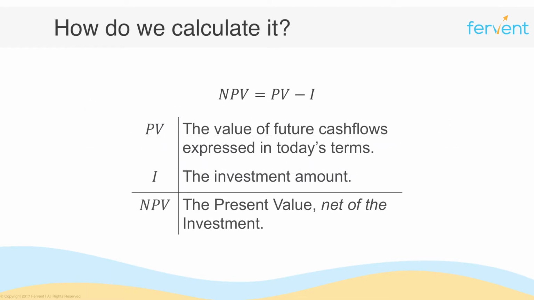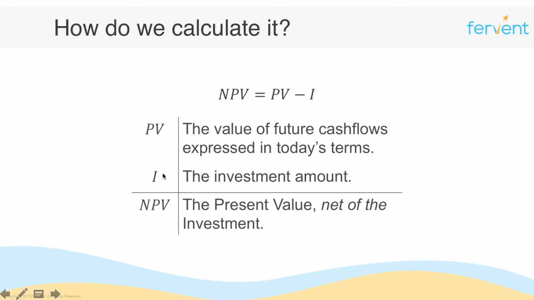So when we say NPV is equal to PV minus I, really we're saying, well, we're taking the value of the future cash flows expressed in today's terms and subtracting the initial investment to get the present value net of the investment. Okay, so the PV, which is the value of the future cash flows expressed in today's terms, is the amount of money that you're earning or expect to earn in today's terms. And the I is the amount that you're investing in today's terms.